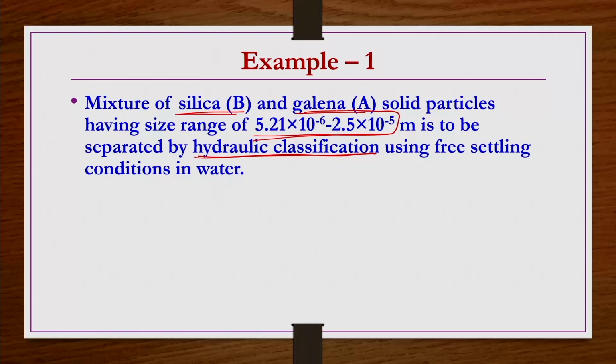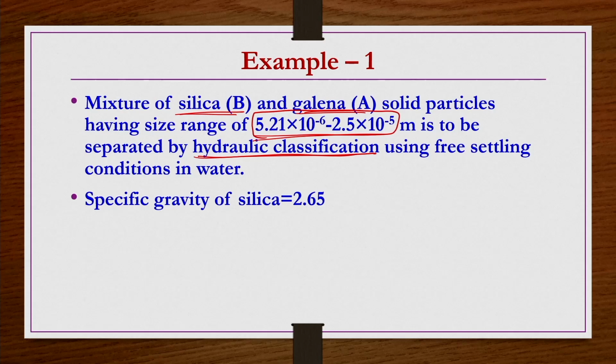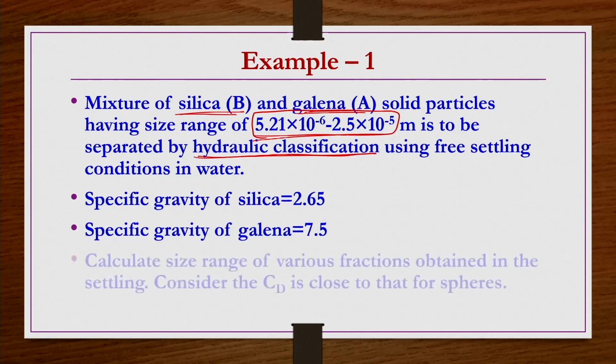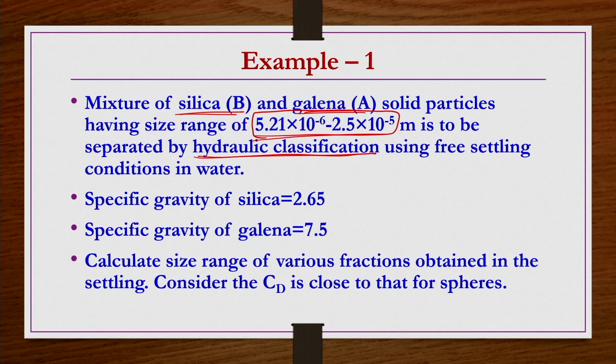This range of particle size is there for both of the particles. Both types of particles are in this range; it is not for any one kind. The specific gravity of silica is given, and the specific gravity of galena is given. Calculate the size range of various fractions obtained in the settling. Consider the CD is close to that of spheres.